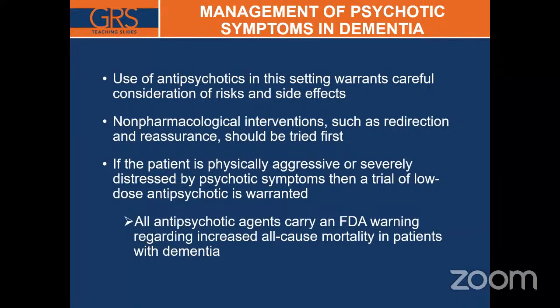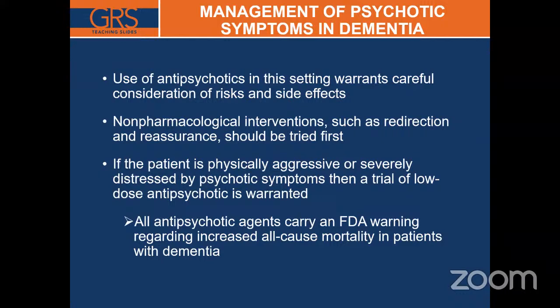So how do we manage psychotic symptoms in dementia? Using antipsychotics in this setting warrants careful consideration of the risks and side effects, because antipsychotics have major side effects and we are treating older people with dementia, who are more sensitive. As we all know, antipsychotics, anticholinergics, and anticonvulsant medications like carbamazepine all have heightened effects on the older population.